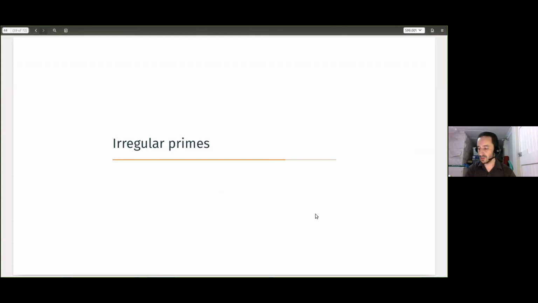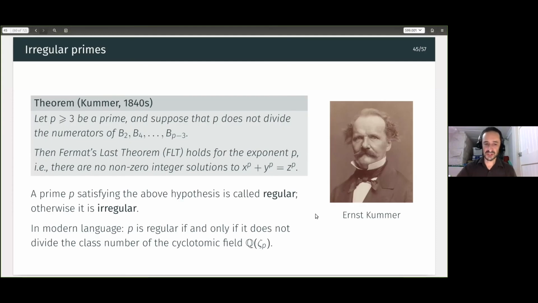Okay, the last thing I want to talk about briefly, I think I still have a few minutes, is irregular primes. First of all, I'll explain to you what irregular primes are. The story goes back to the beginning of algebraic number theory and the work of Ernst Kummer. He managed to do some of the first really non-trivial work on Fermat's last theorem. He was able to prove Fermat's last theorem for a whole bunch of exponents. The theorem he proved is that if p is a prime which does not divide the numerators of the Bernoulli numbers b2 up to p minus 3, then Fermat's last theorem holds for that exponent p.